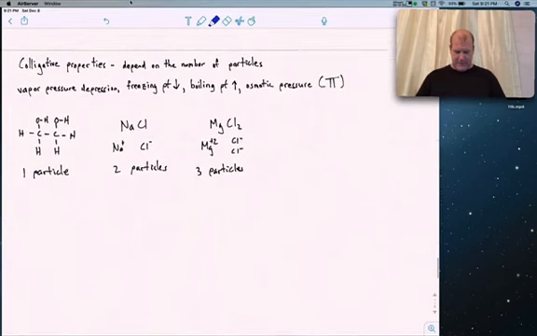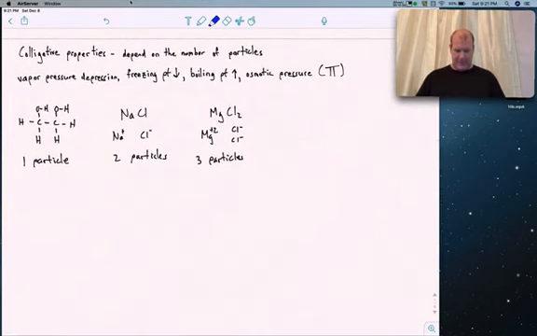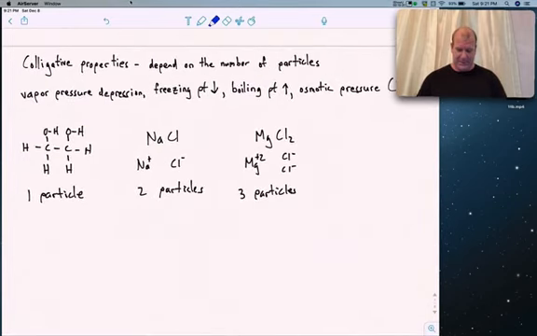Okay, so the last thing we're going to talk about is colligative properties. We'll talk about this next lecture as well. But a colligative property is something that depends on the number of particles. So the examples of these include vapor pressure depression, freezing point depression, boiling point elevation, and osmotic pressure. So for instance, if you see here, there is ethylene glycol. Ethylene glycol acts as one particle.